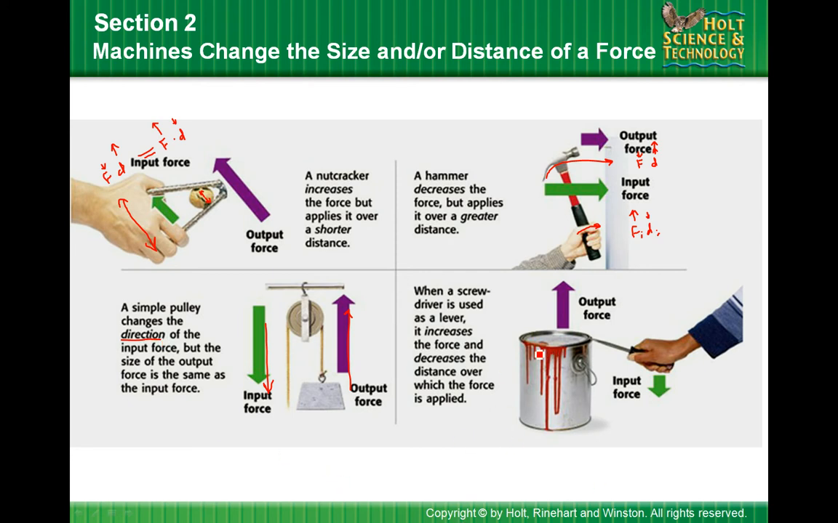The paint can here with the screwdriver, we already showed this one on the last lesson. You had a big distance. Okay, so your input was a big distance, which means you got to do a little force. But on the outside, you got a large force and a small distance. Okay? So you get to input a little force over a big distance, but out you get big force over a little distance.